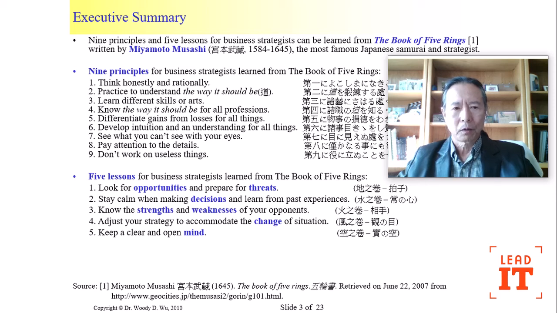Once you check item number one and number three, you are going to see the famous SWOT analysis: strengths, weaknesses, opportunities, and threats. Number four, adjust your strategy to accommodate the change of situation.